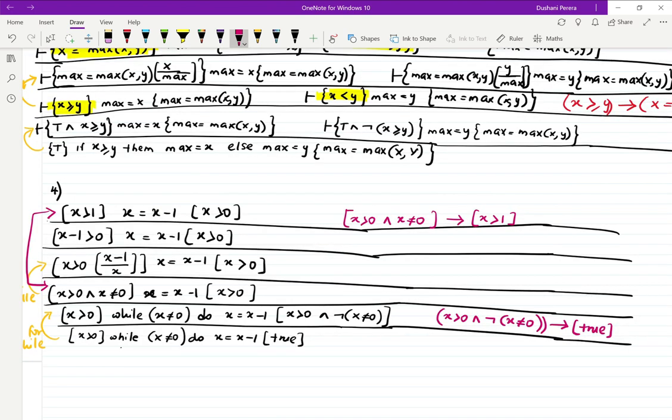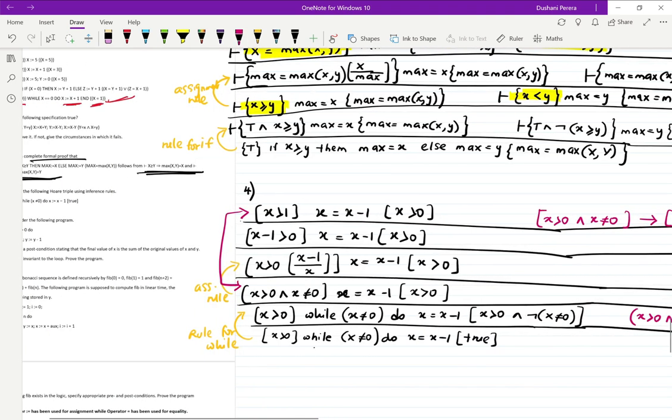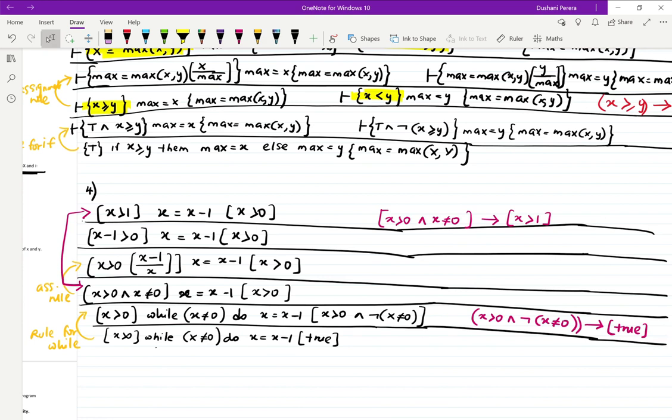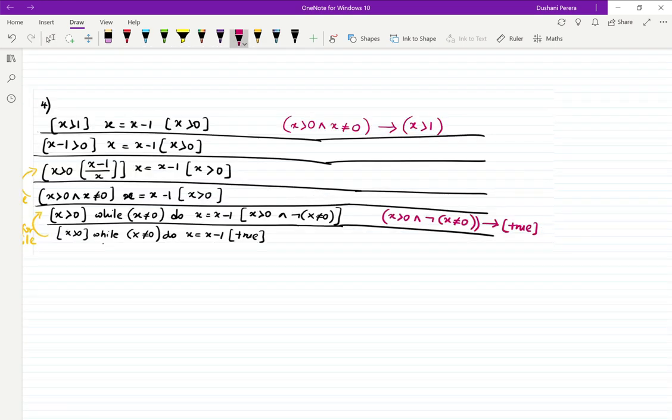So with that, we have a formal proof for the Hoare triple which was given in the question. So that's it for this tutorial. There are some questions left for you to try. I'll see you in the next tutorial.